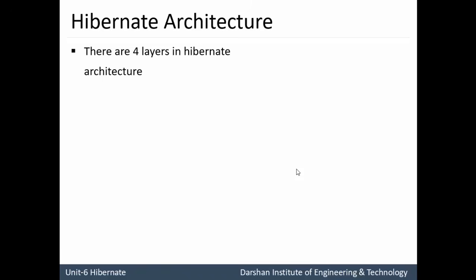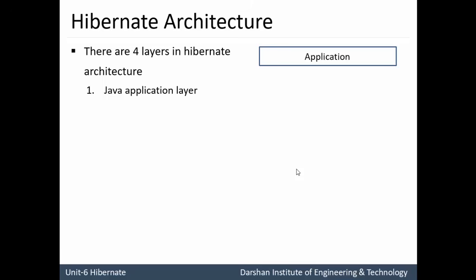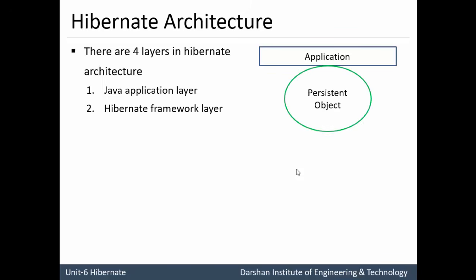Overview of Hibernate architecture. There are 4 layers in Hibernate architecture. First layer is the Java application layer, where we write our Java program. Layer number 2 is the Hibernate framework layer, which consists of persistent objects. Now in Hibernate, persistent objects are those objects which are mapped with the database. It means such Java objects which are mapped with the database, that is RDBMS, through Hibernate are known as persistent objects.